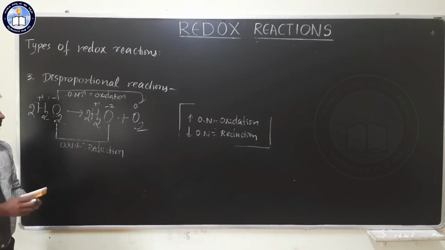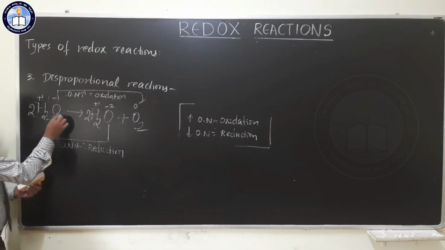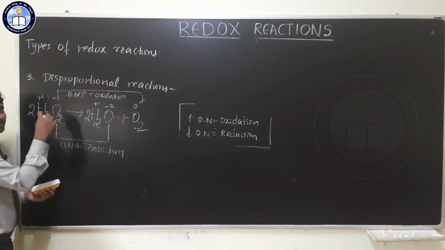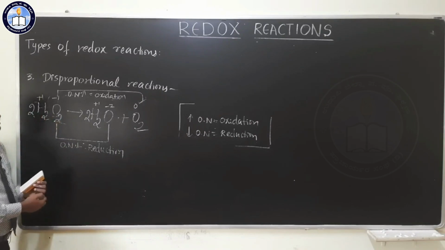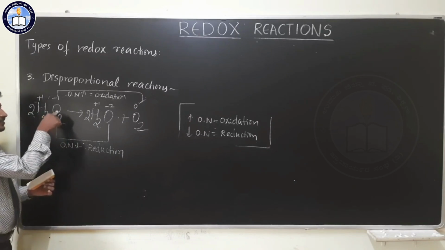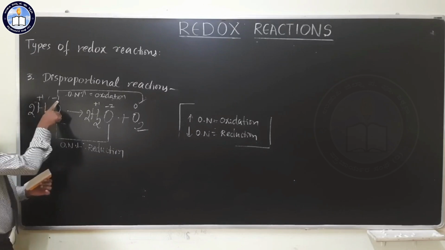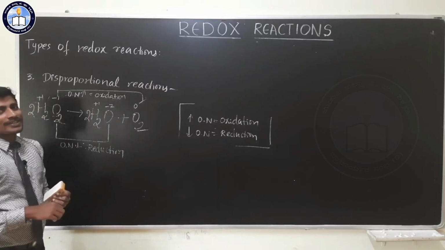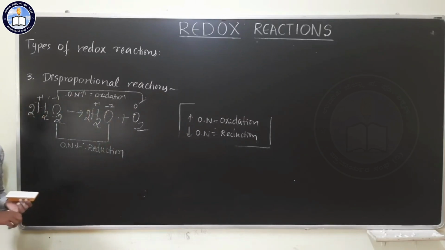Remember one thing: one of the reacting elements must be available in 3 different oxidation states. In this case we know that oxygen is available in -1, -2 as well as 0. 3 different oxidation numbers are there. Then only can we expect a disproportionation reaction.